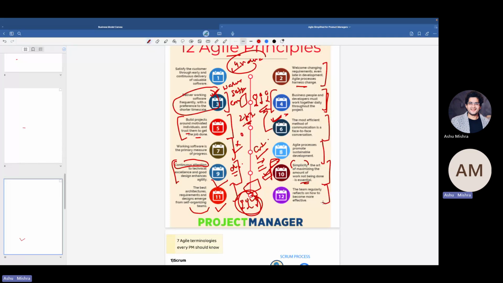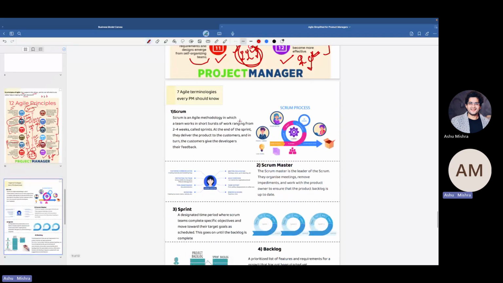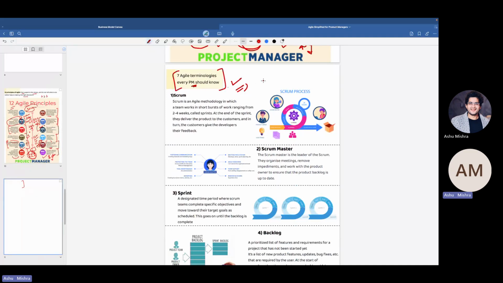Then last but not the least, that the team regularly reflects on how to become more effective. Discovery, guys, discovery, and that's what a product manager, a good leader, a 1% operator does. So these are the 12 agile principles, guys. Now, moving on to a more practical way of looking at things from a PM's perspective. So these are the seven terminologies we will see, guys, in order to understand agile more and how you can utilize it in your daily lives.